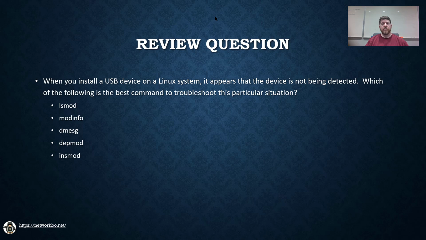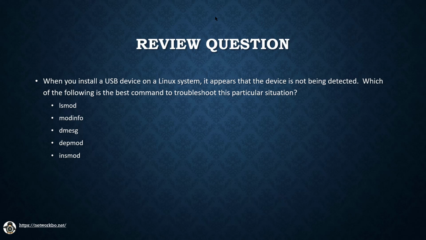So now, Linux+ review question time. When you install a USB device on a Linux system, it appears that the device is not being detected. Which of the following is the best command to troubleshoot this particular situation? You have the lsmod command, the modinfo command, the dmesg command, the depmod command, and the insmod command. So pause the video if you need to go back and look for an answer to this question. It was mentioned earlier in the presentation.